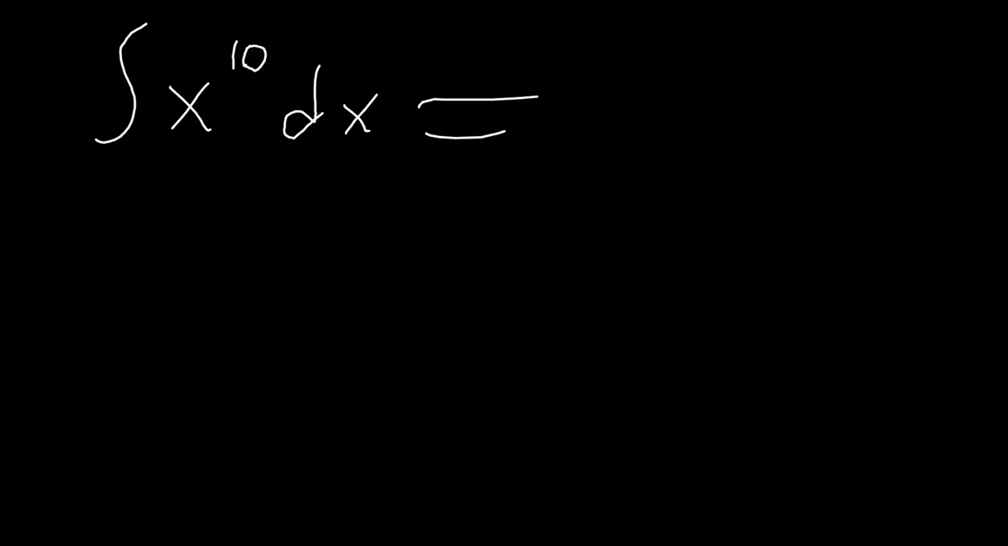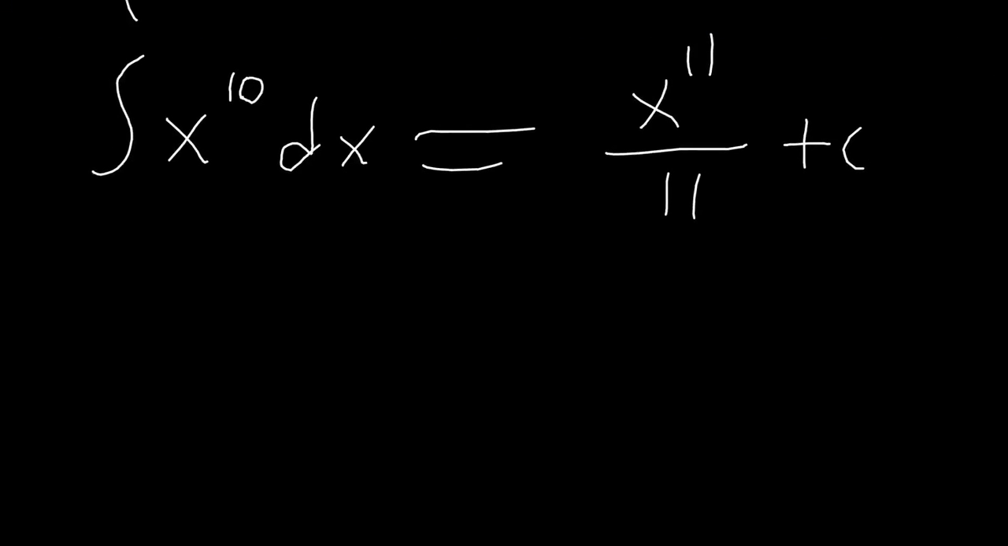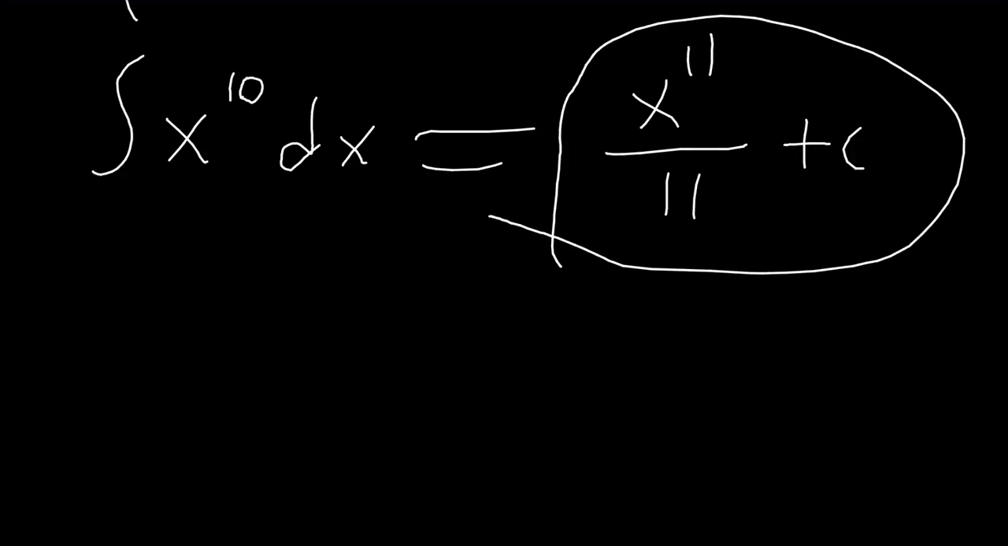So for our next example, let's find the derivative of the antiderivative of x to the power of 10 with respect to x. So using the power rule, we can just add 1 to the exponent, and we're going to get x to the power of 11. Divide by that exponent, it'll be x to the 11 over 11, and then add plus c. So this will be our answer.